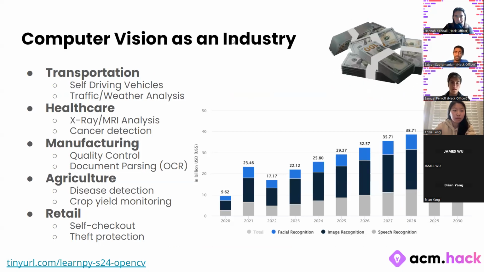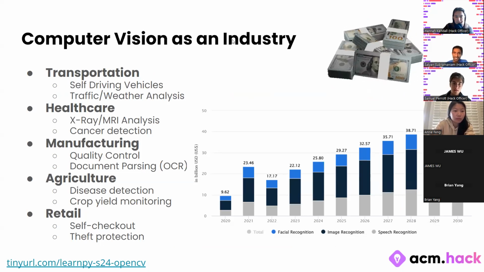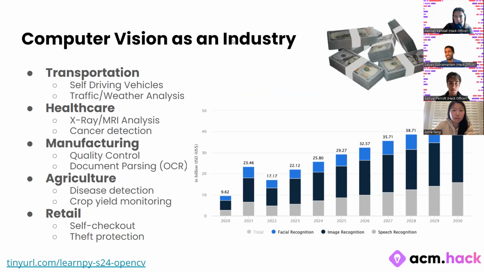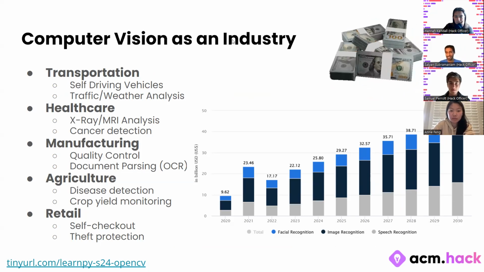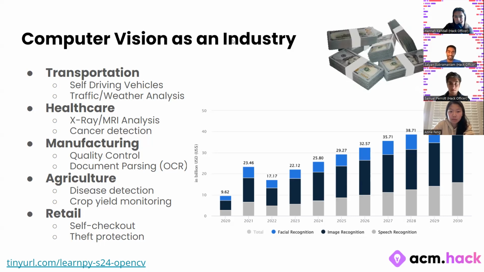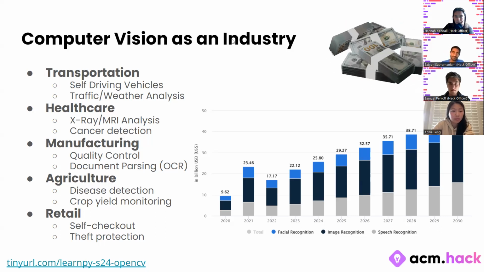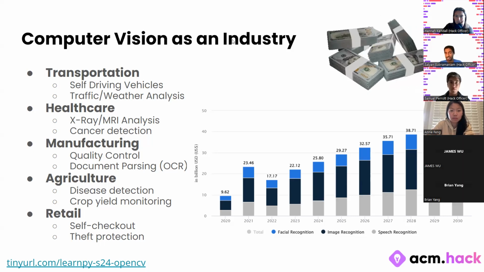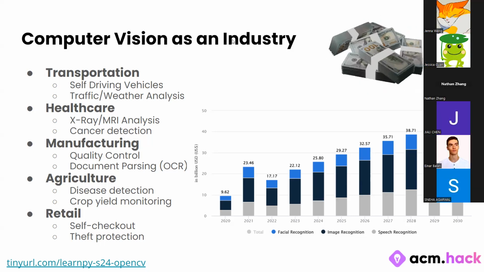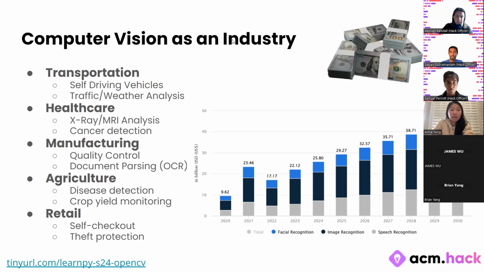Okay, so why is computer vision important? Well, there's a lot of money to be made in that industry. I have a graph here that shows the market size, and it's forecasted to grow significantly in the coming years. And it has many different industry applications, from transportation to healthcare to manufacturing to even retail.